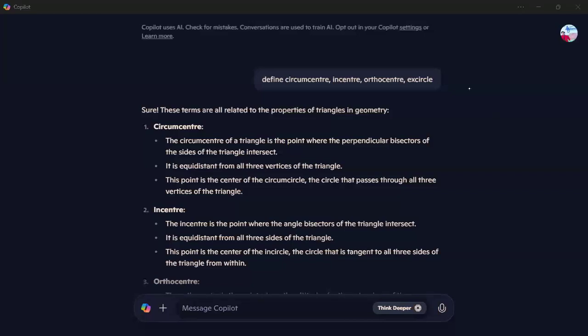First, let's discuss what is a circumcenter. First, defining what is a circumcircle. We have talked about it earlier also.